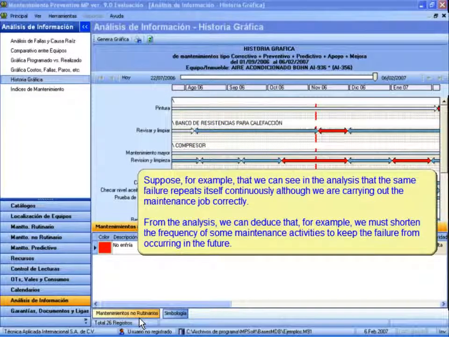Suppose, for example, that we can see in the analysis that the same failure repeats itself continuously although we are carrying out the maintenance job correctly. From the analysis, we can deduce that, for example, we must shorten the frequency of some maintenance activities to keep the failure from occurring in the future.